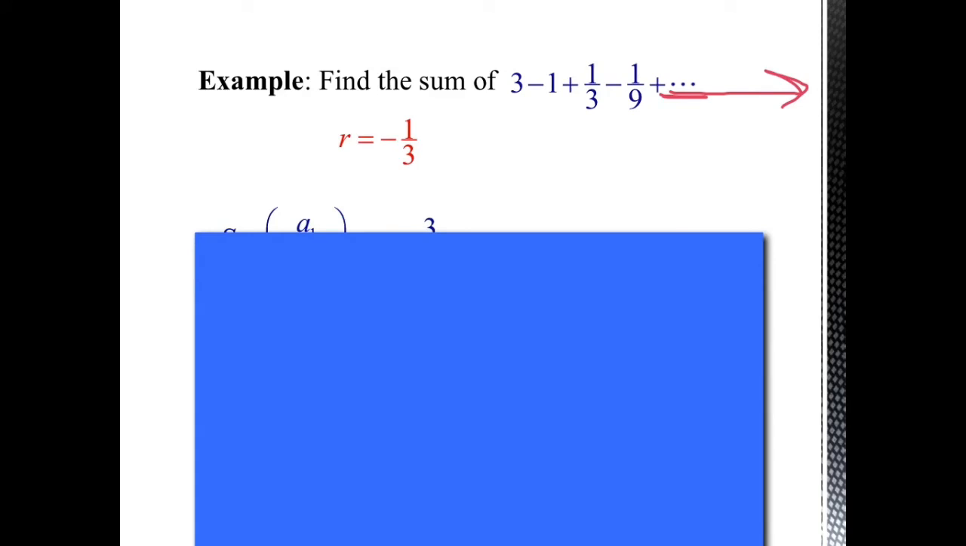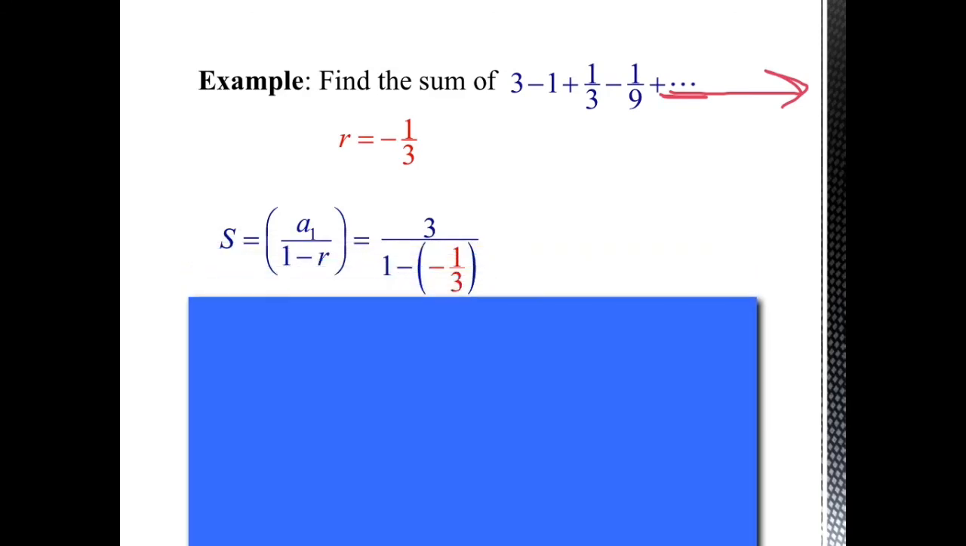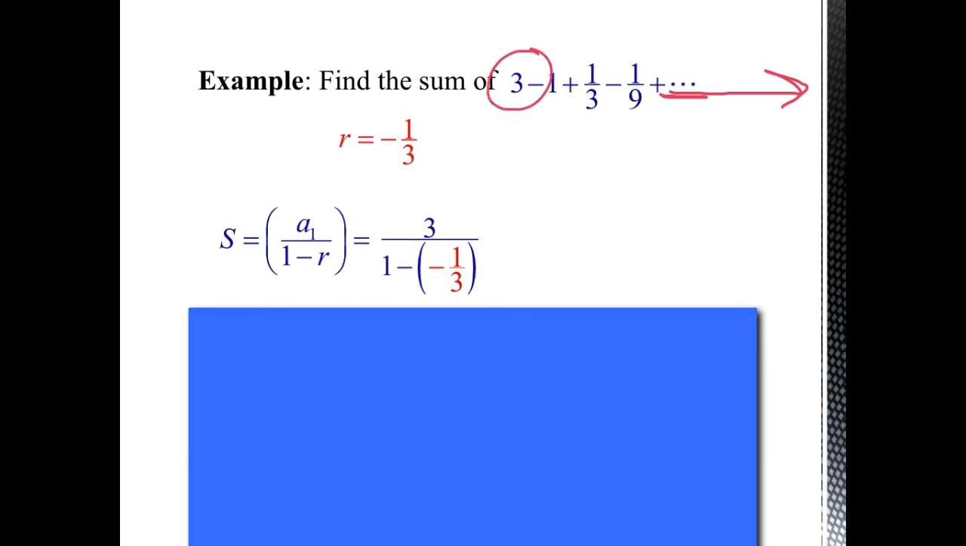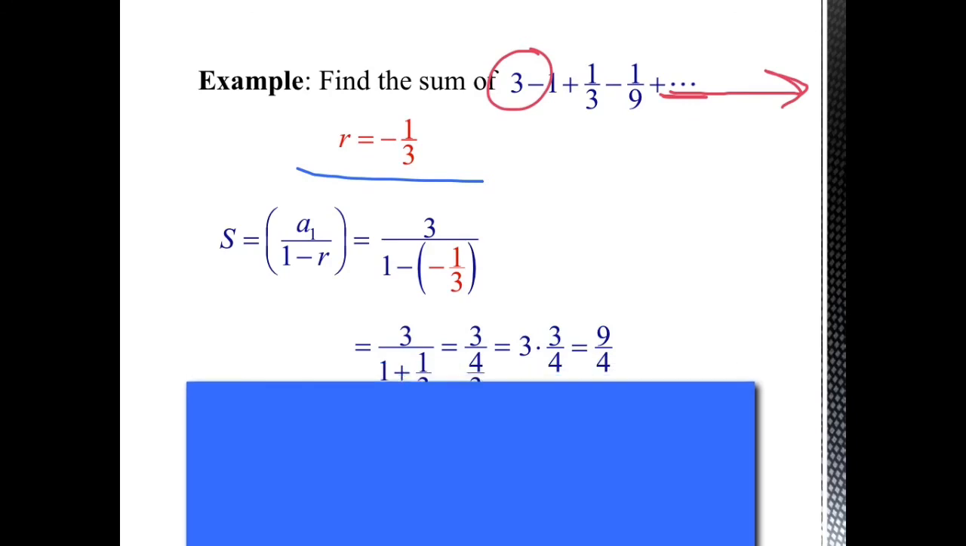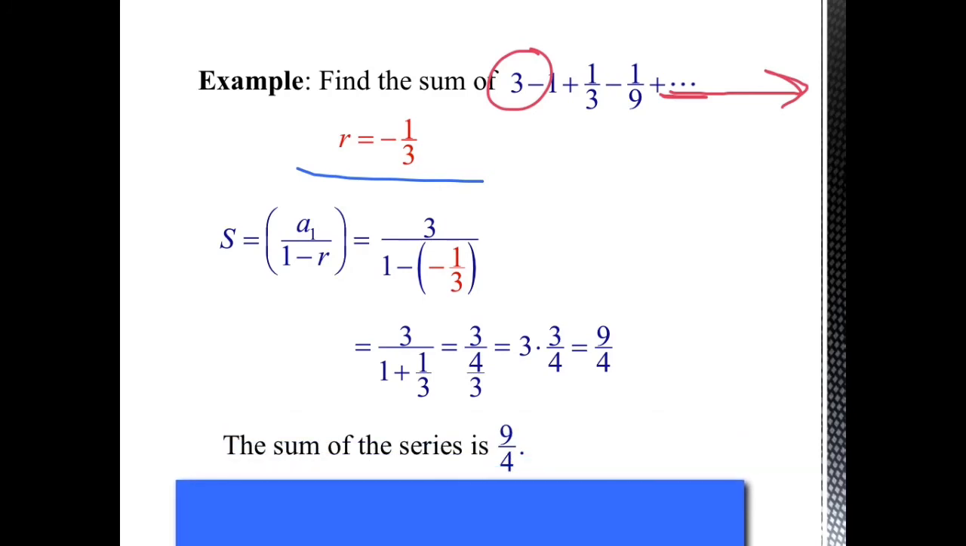So again, the formula is a sub 1 over 1 minus r. A sub 1 is your first term, and we can identify that. We have found our r value. So it's simply 3 over 1 minus negative 1/3. That simplifies to be 3 over 1 plus 1/3. And when you add that together, we get 9 over 4. Which means that the sum of the series is 9/4.